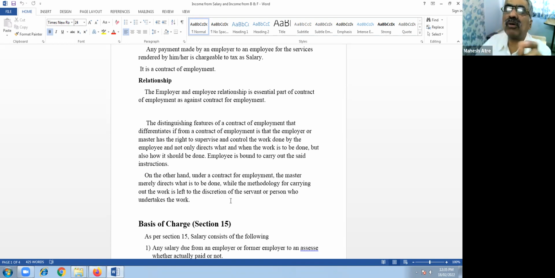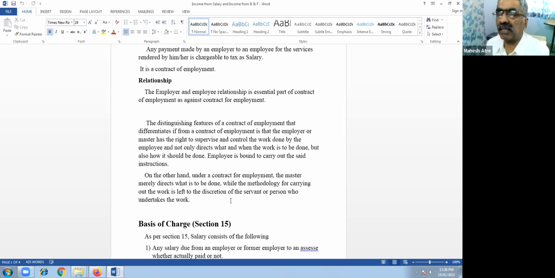Now here the relationship is not of employer and employee, because it is not a contract of employment, but a contract for employment. So what do they tell? The college tells us what painting is to be done, which color, and what quality of material. But how it is going to be done depends upon the painter.